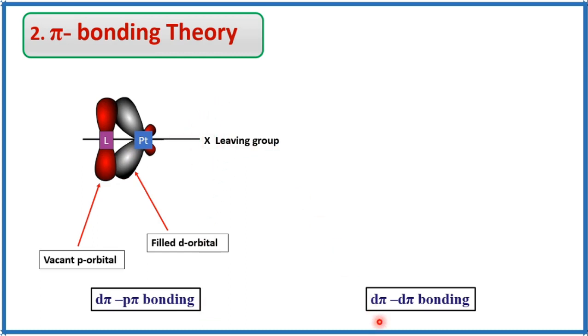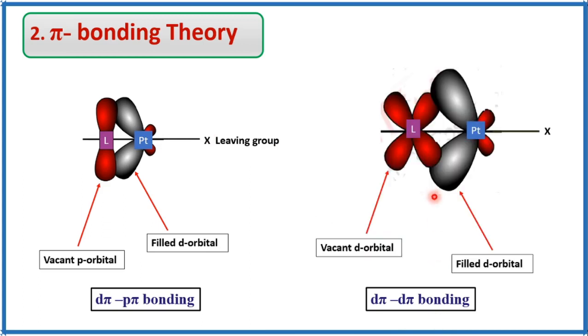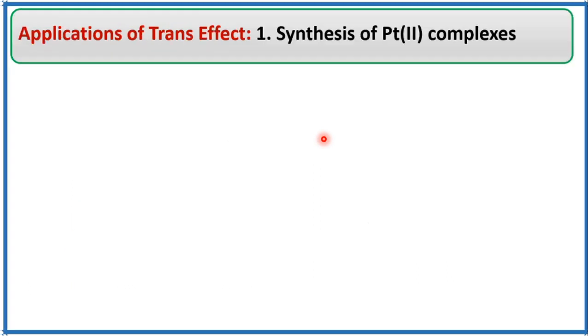Whereas in dπ-dπ bonding, this is a platinum which has a filled d orbital, and this is the ligand with a vacant d orbital, and both are involved in the process. So both are involved in the bonding to give a dπ-dπ bonding. In this way, pi bonding is possible between the metal and the ligand. So these are the theories which explain the trans effect of some of the ligands.